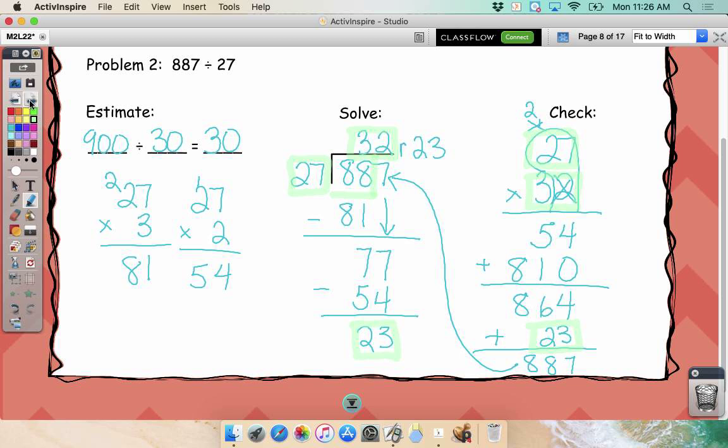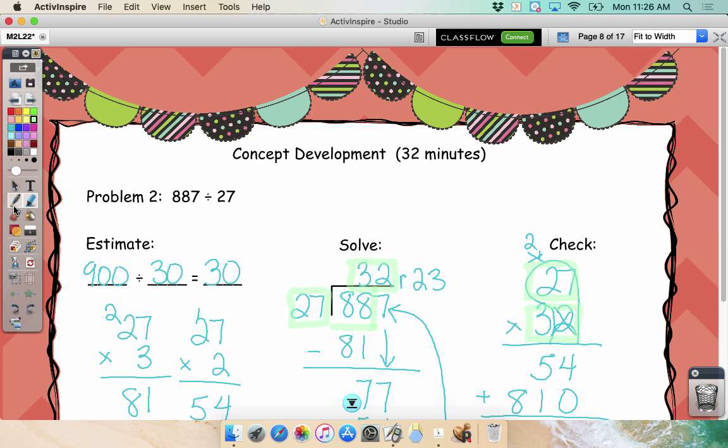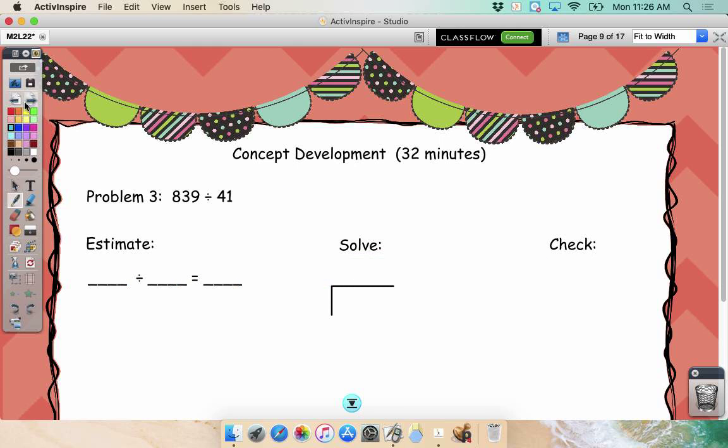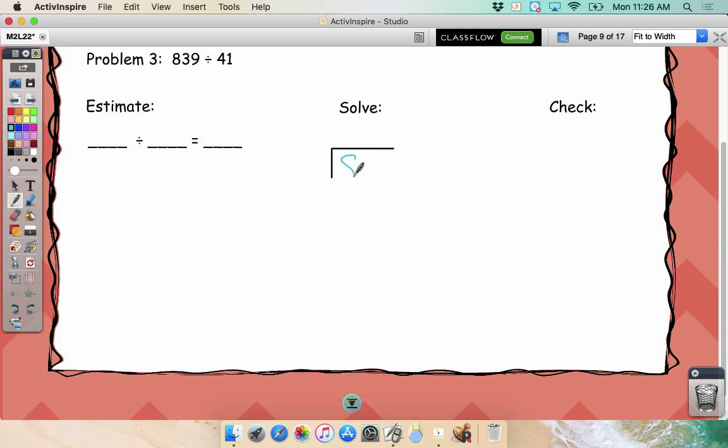Okay, last problem. Oh, guess what I forgot to do again? Right. 32, remainder 23. We good? Okay. Keep going. This is the last one. You're going to love it. Yep. So 839 divided by 41.